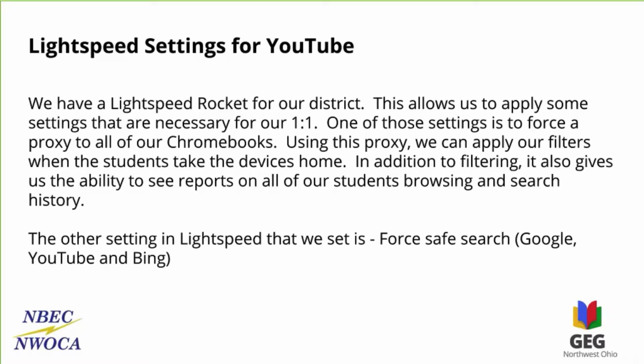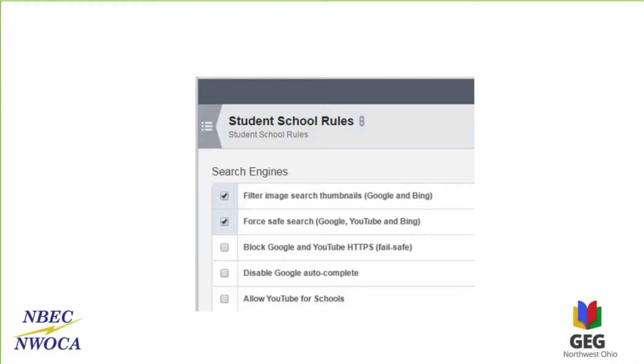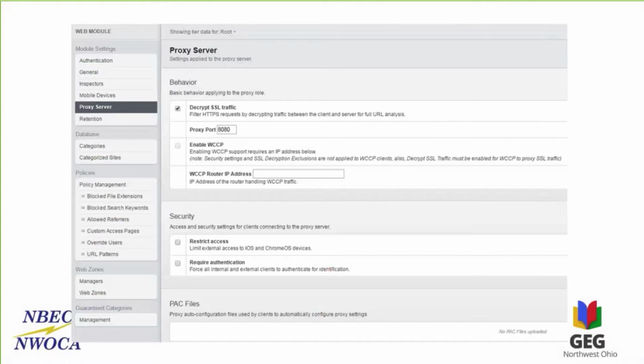So in Lightspeed, the first thing that we did was we went in and said filter all the search thumbnails and for safe search. The safe search and the YouTube stuff kind of went hand in hand when it started. They separated that a little bit better now, but they're still somewhat entwined, so we made sure that we turned both those settings on. All you got to do is check the boxes.